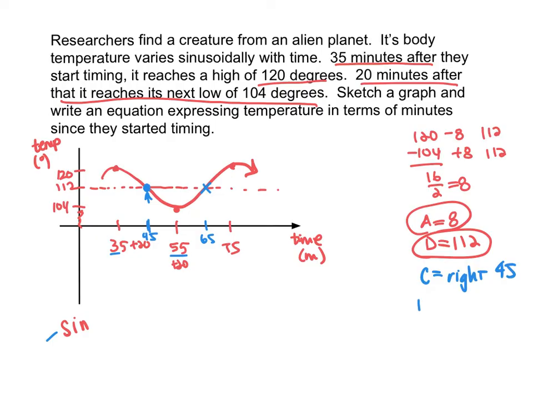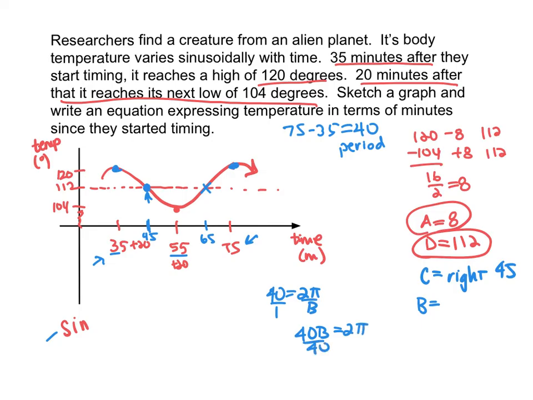And the only thing left I have to find is my B value. Let's go ahead and do that. We need to know how long it takes to complete one full cycle, and I was never given that information. But when I go from here to here, that's a complete cycle, and that is from 75 minutes to 35. So that's equal to 40. So my period is 40. I'm going to take 40 and set that equal to 2 pi over b. Cross multiply, set them equal to each other, divide, and I get my b value of pi over 20.